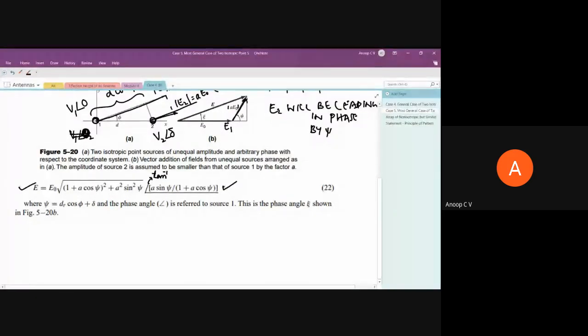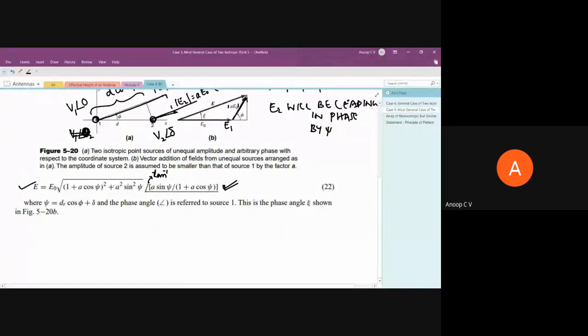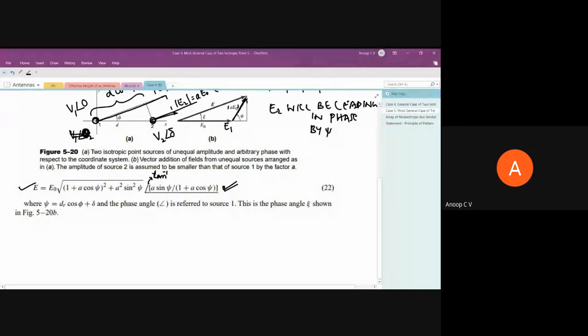I hope you understood. Are you able to appreciate how this came, or should I discuss it? I want you to tell me. If you tell me, I'll discuss; otherwise, I'll leave it for you. Did you understand how this is the resultant field? Whom should I ask? Samarth Shetty.